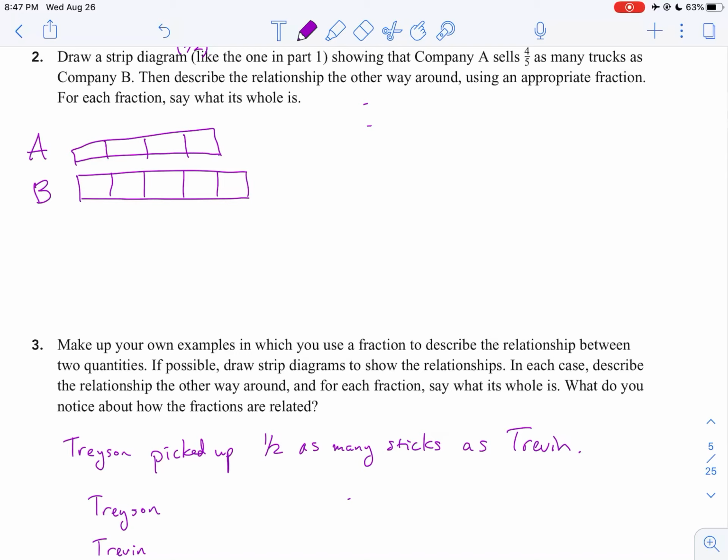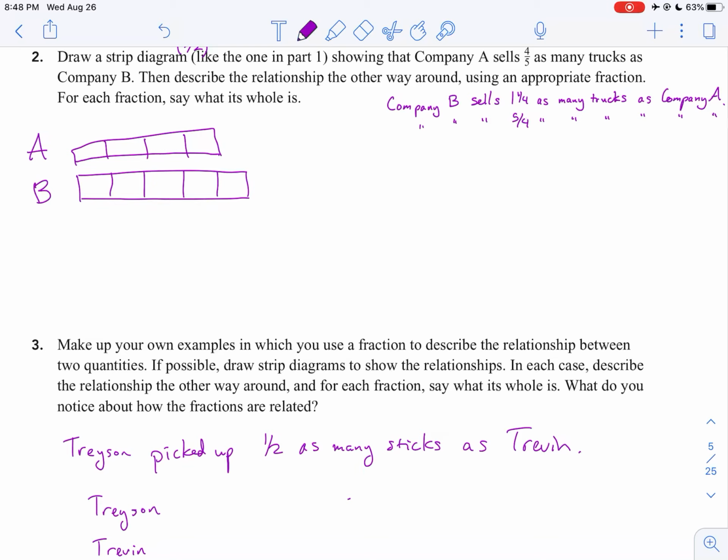So here's a math diagram. These are called strip diagrams. Let's go ahead and look at this. Company B sells 1.25 as many trucks as Company A, or you could say it as Company B sells 5/4 as many trucks as A. Okay, so this is A. If I cut these in quarters, B is selling 5 of those quarters, 5/4 as many trucks.